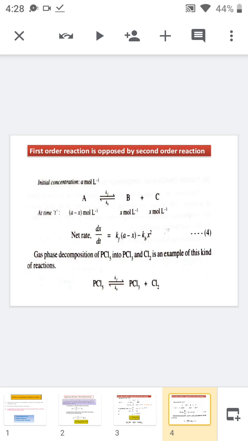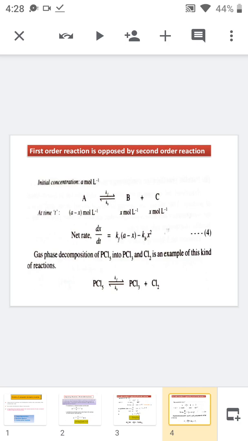Always keep in mind, if the reaction is an opposing reaction, then we should write the forward reaction, followed by minus the rate constant for the backward reaction into the concentration of the reactant which is present in the backward reaction. So the rate expression becomes dx by dt is equal to Kf into (A minus X) minus Kb into X square.